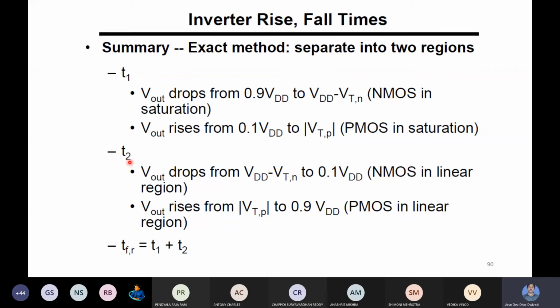Similarly, T2 can also be calculated when calculating fall time. Vout is dropping from VDD minus VTN up to 0.1 VDD, while NMOS is in the linear region. For T1 NMOS was in saturation, but here it is in linear. And during the rising edge, if you have to calculate T2, then Vout is rising from VTP up to 0.9 VDD, while PMOS now becomes linear. Previously it was in saturation. So rise time or fall time is T1 plus T2. This is the methodology given. We are not deriving the formula; we are talking about how to calculate.